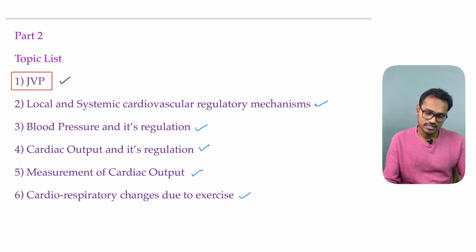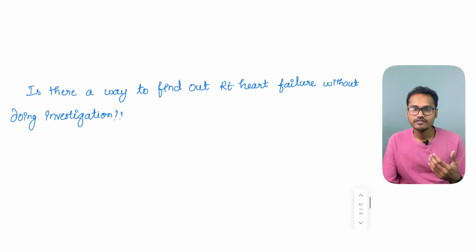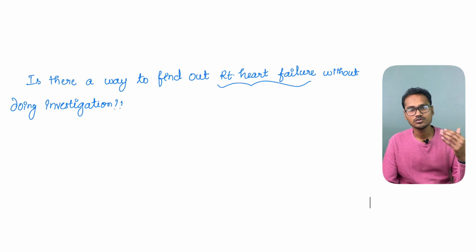This video will be on the jugular venous pressure or the jugular venous pulse. So let's try to understand what is JVP. This JVP answers a simple question: is there a way to find out right heart failure without doing any kind of investigation? One of the simplest ways is to look at and observe the JVP and measure it, and then we can comment on whether the patient has any kind of right heart failure or right heart defects.